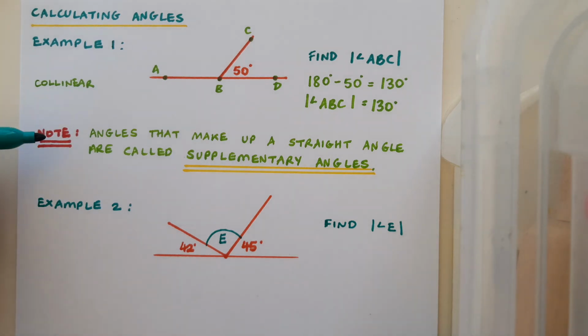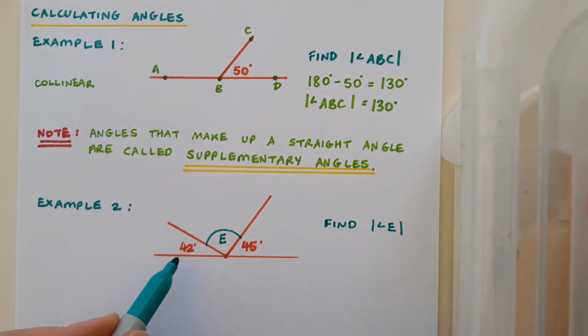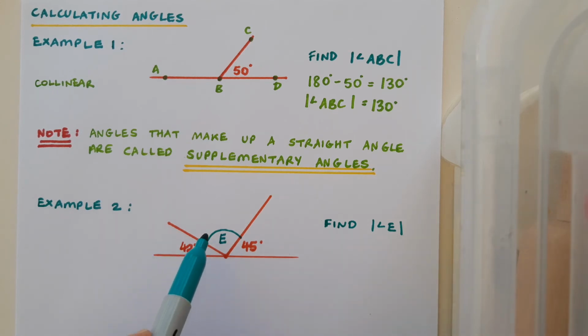Now remember, angles that make up a straight angle are called supplementary angles. These 3 angles here make up a 180 degree straight angle, so those 3 angles are supplementary angles. This is important vocabulary and you need to know it. Pause the video for a moment, calculate E yourself, and then check and see if you're correct.